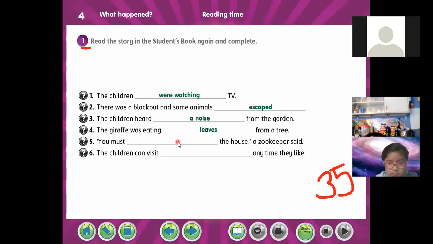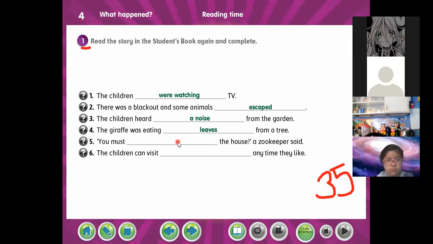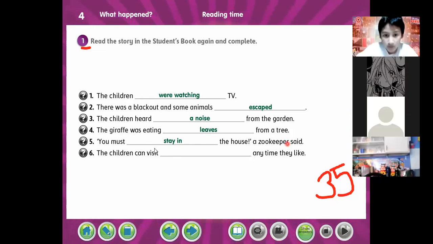You must giraffe? You must. Stay at the house. You must catch the giraffe? No. Stay. Yes, that says. You must stay in the house. Says. Don't try to catch the giraffe. It's dangerous. No, the zookeeper says that. You must stay in the house.